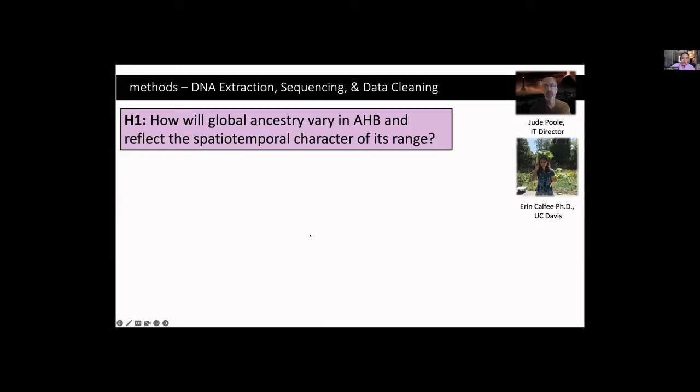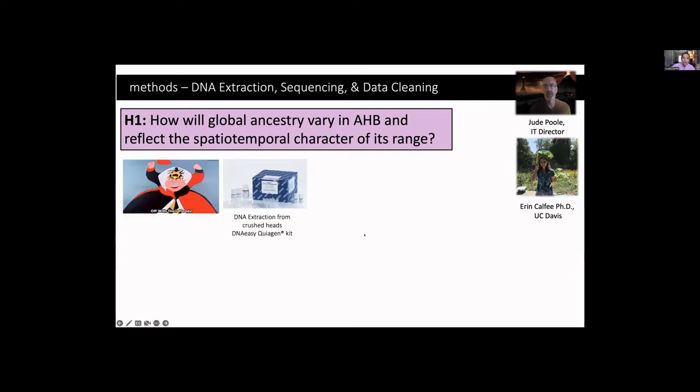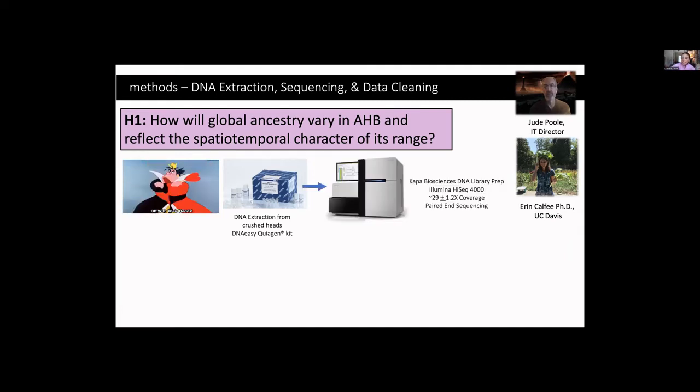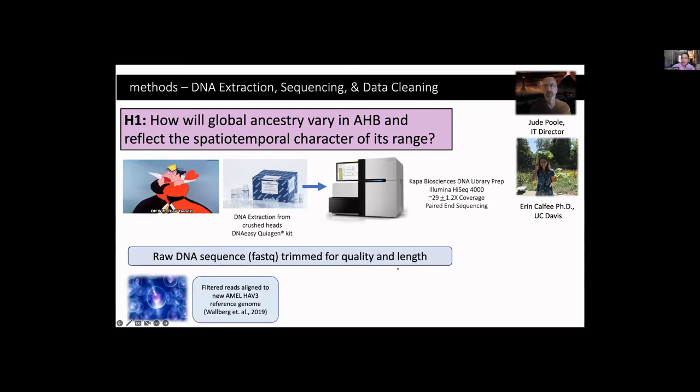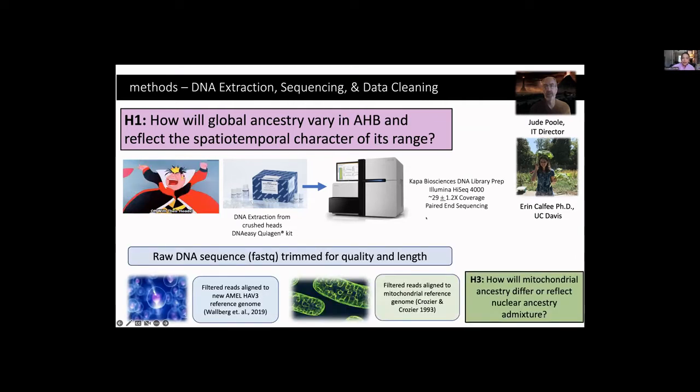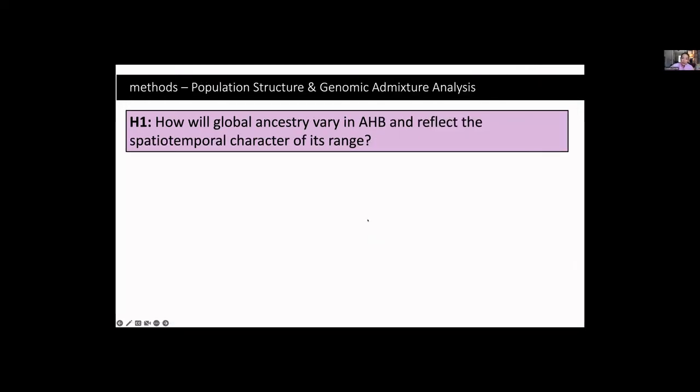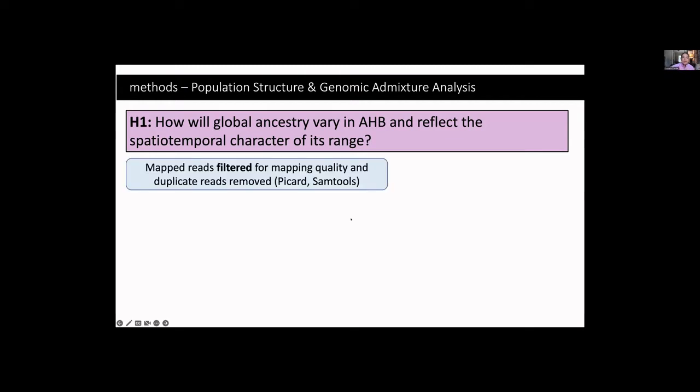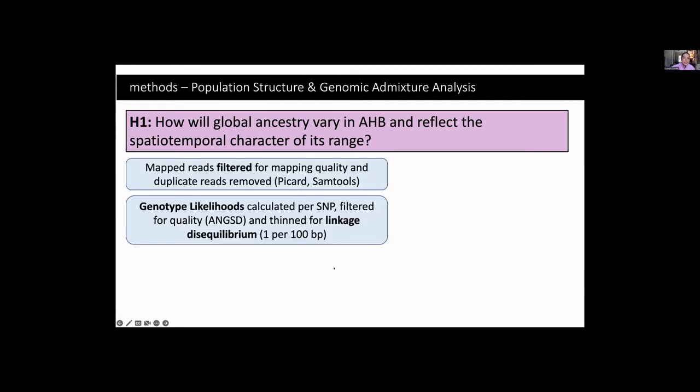And for getting to that first question of how does global ancestry vary in Africanized honeybees, I basically chopped off their heads and extracted DNA, sequenced to relatively high coverage, and did some pretty standard bioinformatic quality control, both for nuclear DNA and mitochondrial DNA. And I'm just glossing over the details here. All the nitty-gritty is in our paper that was published this year. So definitely feel free to check that out if you want to get more into the details.